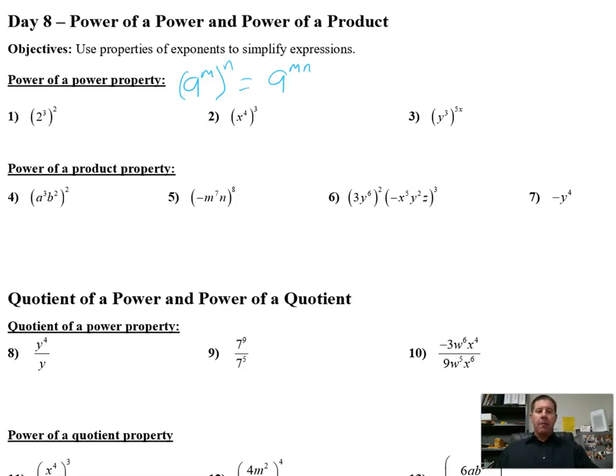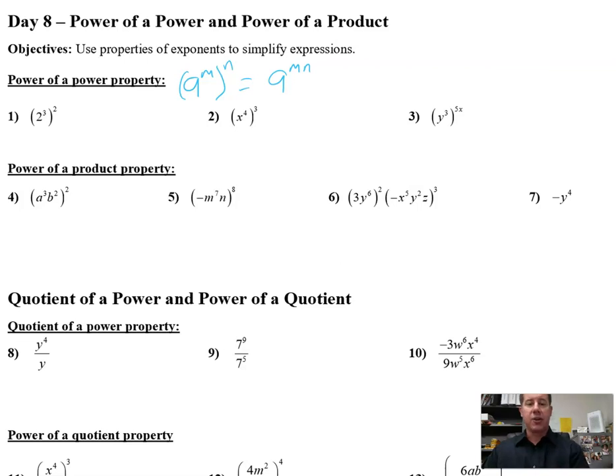Today we're going to add all of the remaining power properties to our arsenal of mathematical abilities. We're going to start with the power of a power property. If I have a base and an exponent raised to an exponent, that is a power of a power. The base always stays the same, but those exponents you can multiply together.